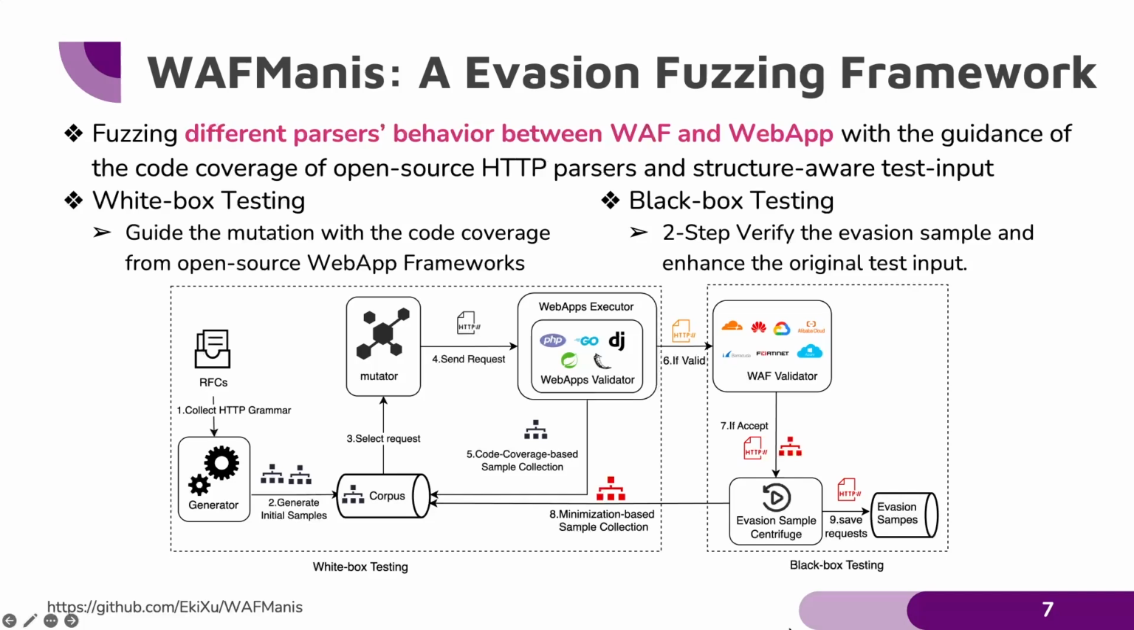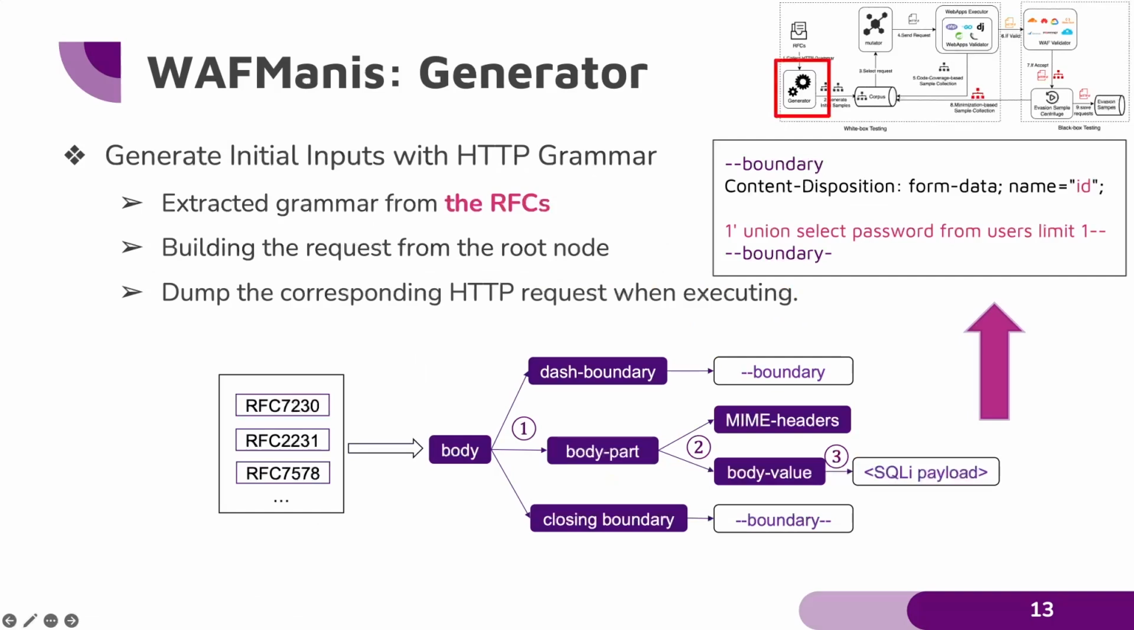In the black box testing strategy, we will send the valid HTTP requests that can pass the WebApp validators to the WAFs, and collect the forwarded requests to re-verify that they can still pass the WebApp validators. We also create an efficient sample centrifuge to minimize the requests and feed them back to the corpus. All the verified samples will be stored in efficient samples. We will talk about the details of these components in the following slides.